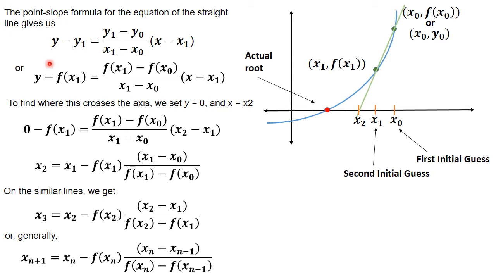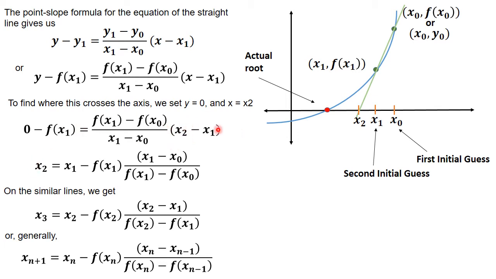So students, now to find where this crosses the axis, we set y equal to 0 and x equal to x2. So just substitute the value of y to be 0, and here instead of x, this is x2. Other remaining things are the same, so no problem at all. Now basically our idea is to find this new point x2. So in this case, I am going to evaluate this value of x2.